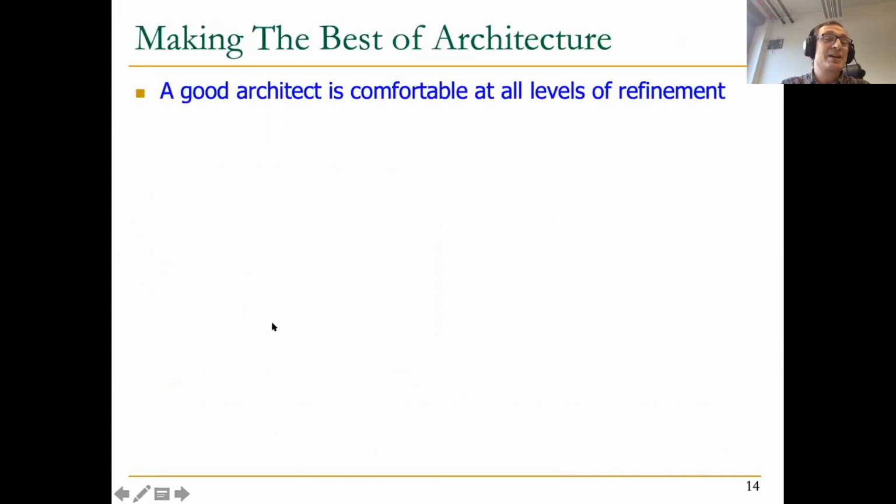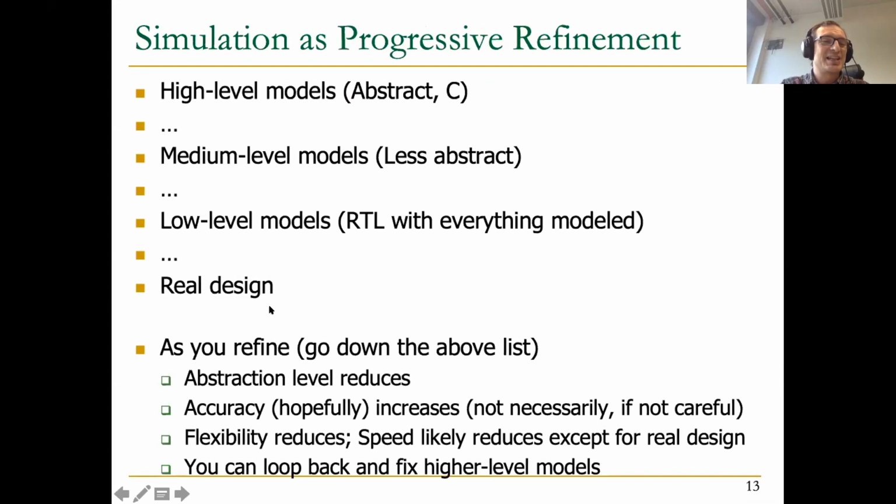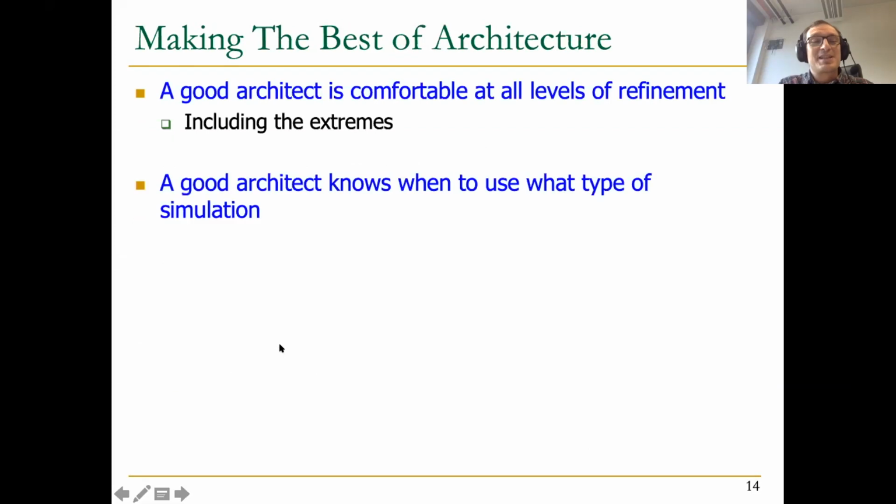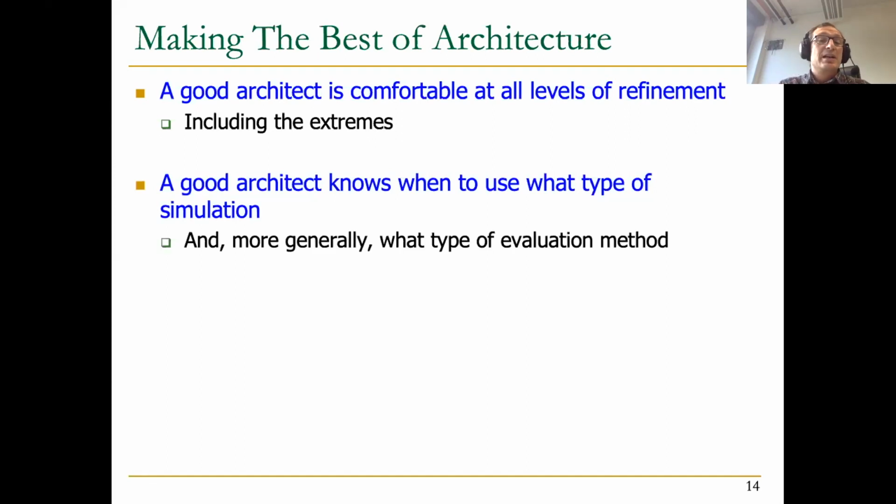Okay, so making the best of architecture, in my opinion, a good architect is actually, in the end, comfortable at all levels of refinement, basically including the real design, all the way from high-level models to real design, including the extremes, basically. A good architect, I think, knows when to use what type of simulation, and that's an art, as I said. With more experience, you become better, of course, and with more keen insight, you also become better. That's why I think architecture is a lot about insight and trade-offs and how to make them. And this is another example of a trade-off and evaluation, how to evaluate things, right? And of course, more generally, a good architect really should know what type of evaluation method to use when.